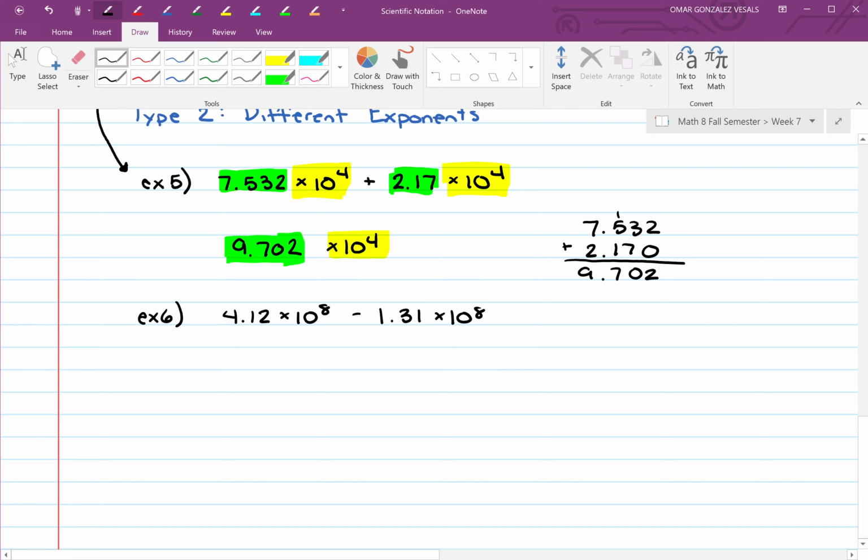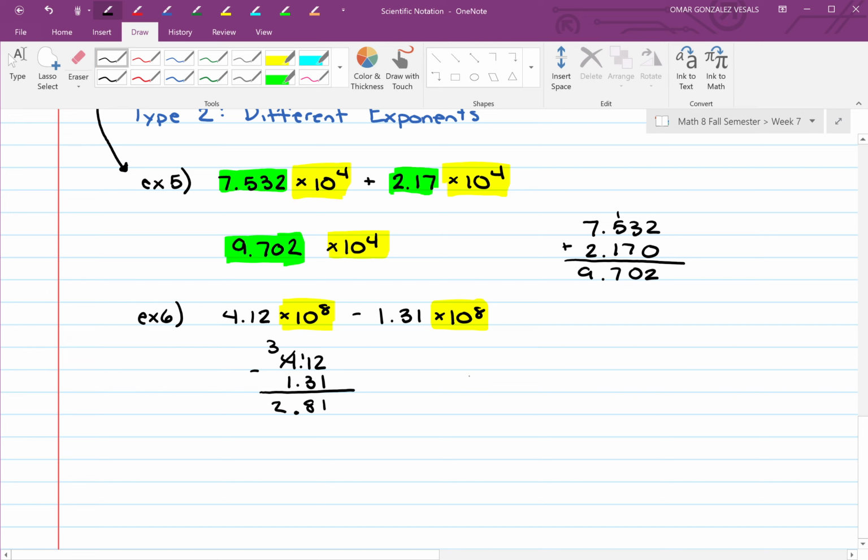Can we subtract these the way they are right now? Yes. How come? Because they have the same exponent. They're both times 10 to the 8th. So then I just do 4.12 minus what? Minus 1.31. Okay, in this case we are going to have to borrow. 2 minus 1, that's 1. 1 minus 3, that's impossible, so I'm going to have to borrow. 11 minus 3, that's 8. Put my decimal down. 3 minus 1 is 2. So how do I write this in scientific notation?